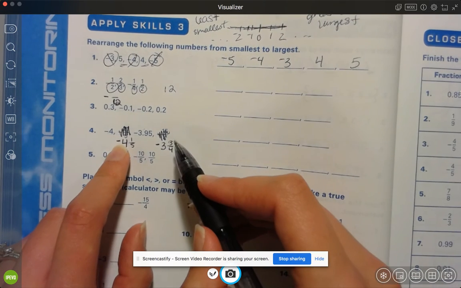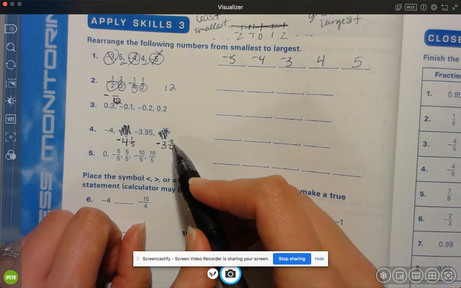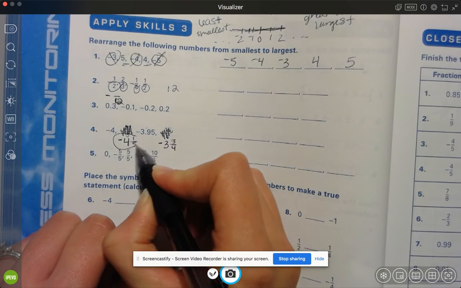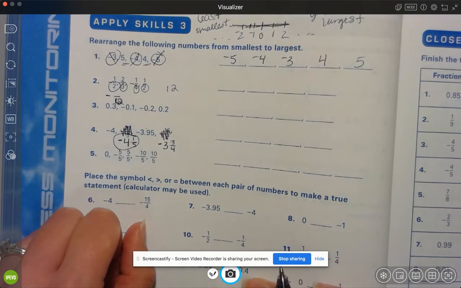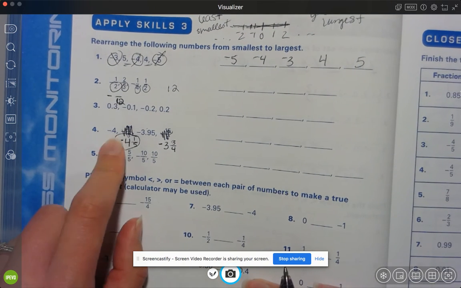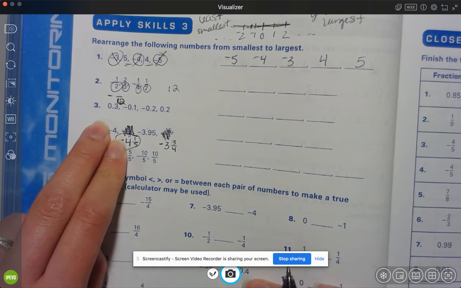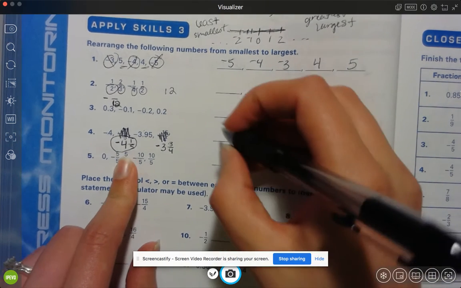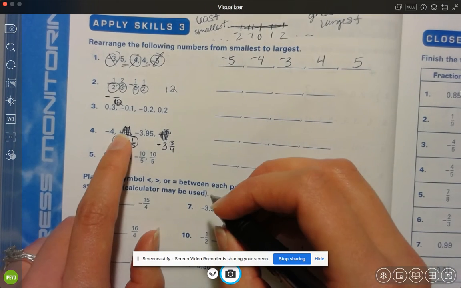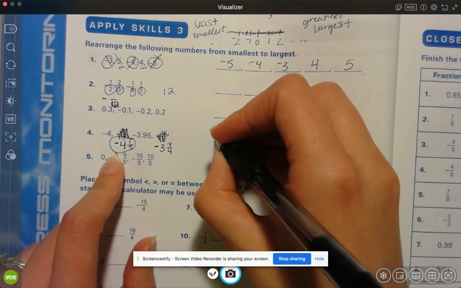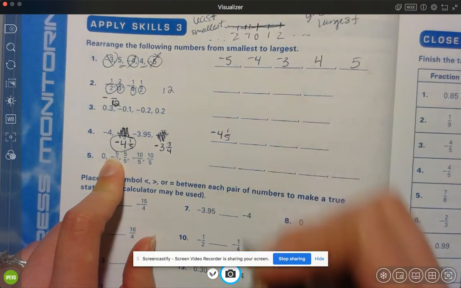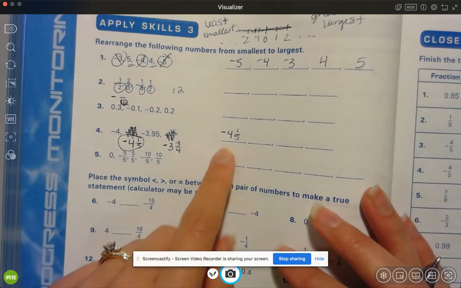So our biggest negative number here is -4 and 1/5. Because if we think about our positives, 4 and 1/5 is bigger than 4. So our biggest negative is -4 and 1/5. I should probably write this in the form that it was given to me, but for our sake, we'll just put it in the form that I wrote it in. So that's our biggest negative.